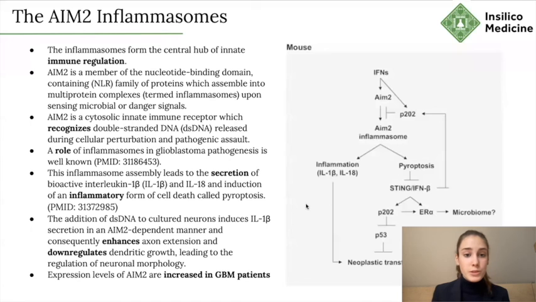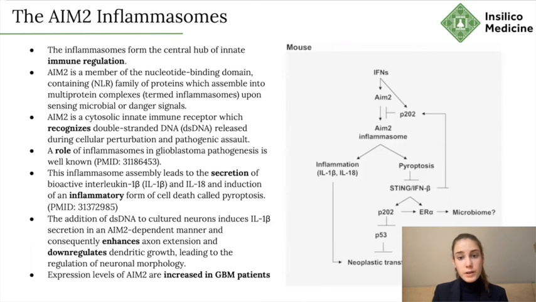The inflammasomes form the central hub of innate immune regulation. AIM2 is a member of the nucleotide binding domain containing the NLR family of proteins which assemble into multi-protein complexes when under pathogenic assault. And this inflammasome assembly leads to the secretion of bioactive interleukin 1 beta and interleukin 18 and to the induction of pyroptosis.